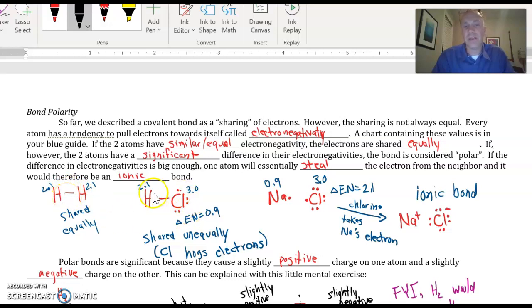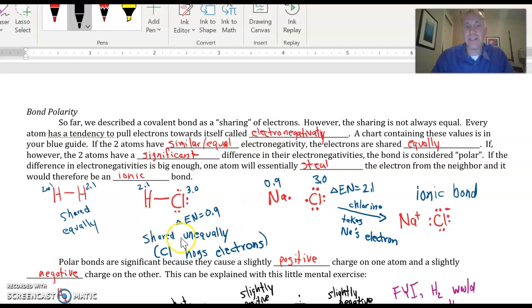In this molecule right here, chlorine is 3.0, hydrogen is 2.1, and what we can do is calculate what's considered a delta electronegativity, a difference in electronegativity. You just do that by subtracting the two values. And the value here is 0.9.